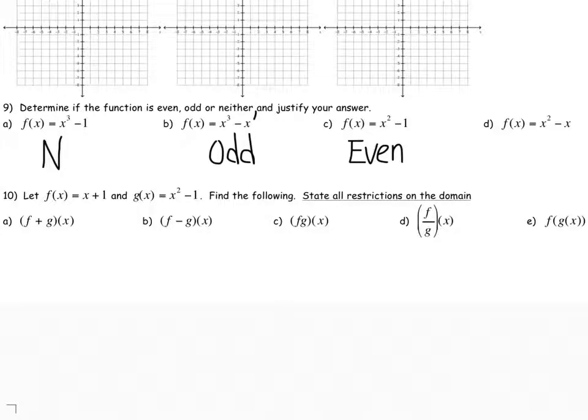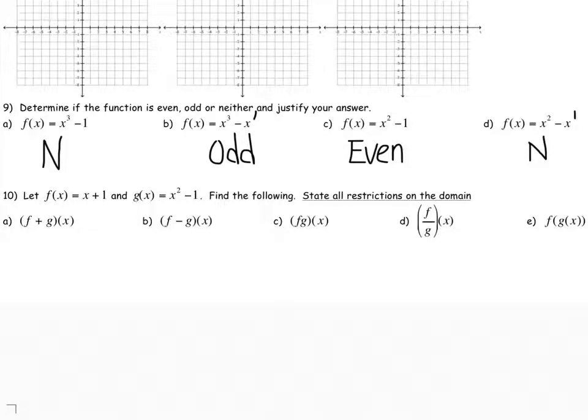Letter D, x squared minus x. So 2 is an even number. x raised to the first power, 1 is an odd number. This will make the function neither. It's not going to be an even function, nor an odd function.